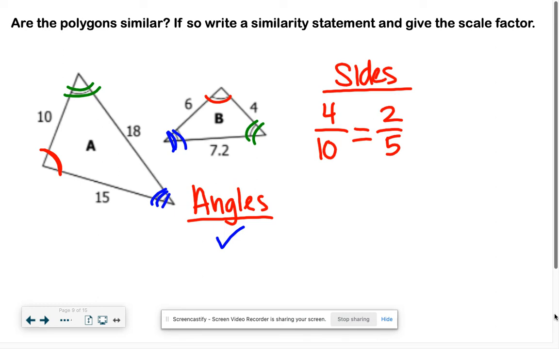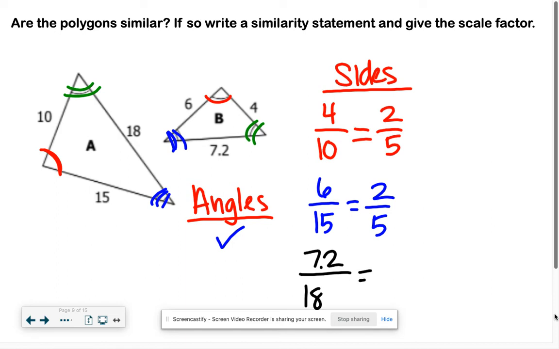All right, now we move on to the next side. So what would be our medium side on a small triangle? 6. What does 6 match on the bigger one? 15. What does that reduce to? 2 fifths. Perfect. And then our last one here, what's our biggest side? 7.2 over 18. Okay, well this is weird. 2 fifths. How'd you get 2 fifths? Calculator. Well, this one it's not quite as easy to reduce, but what is 7.2 divided by 18?